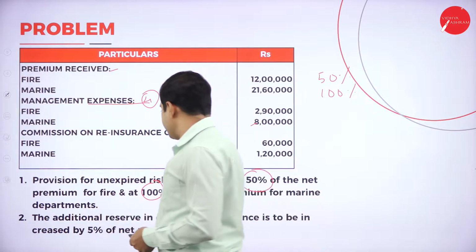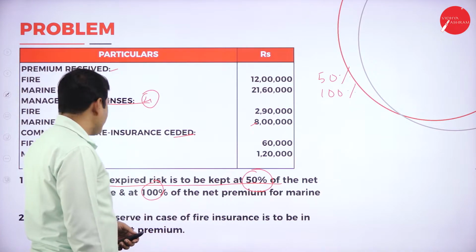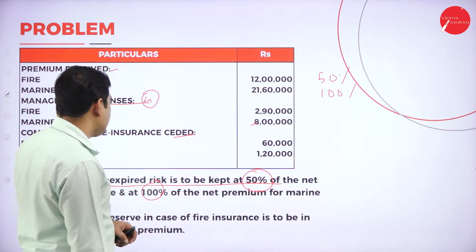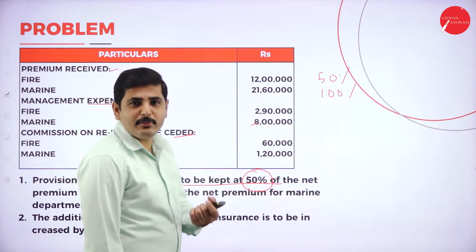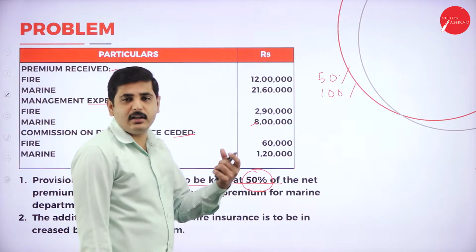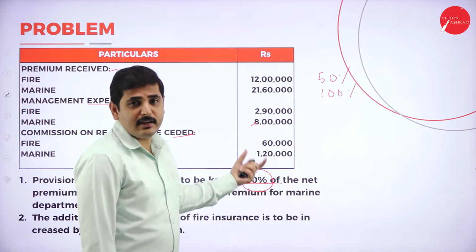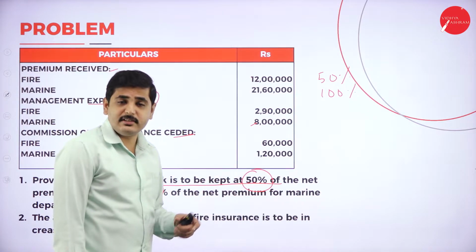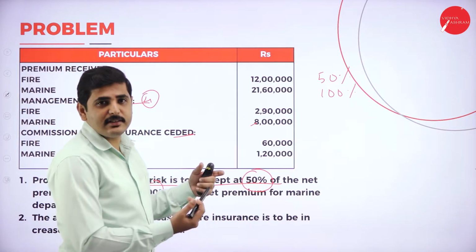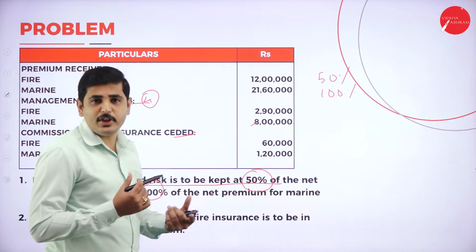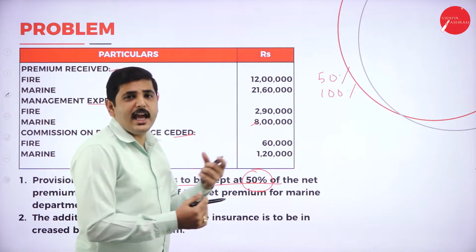Now going to the adjustment. Provision for unexpired risk is to be kept at 50% of the net premium for fire and 100% of the net premium for marine. Why are we keeping 50%? Because compared to marine, the risk in fire insurance is lesser. That's why it is 50%. The risk is more in marine insurance, that's why we have to keep 100%. If any goods are lost in sea transportation, the whole amount has to be paid by the insurance company. It is very risky. In order to avoid the risk, they have to keep some reserve.